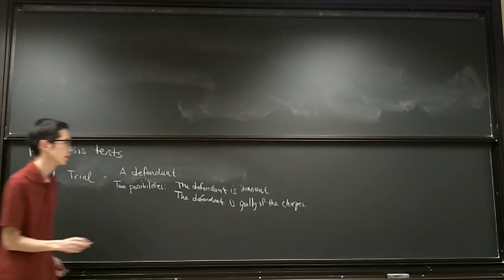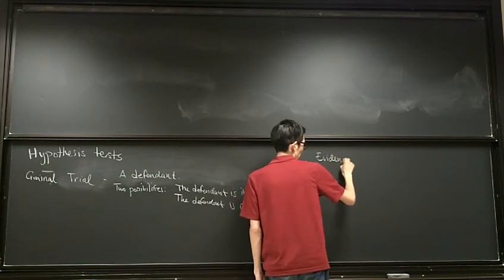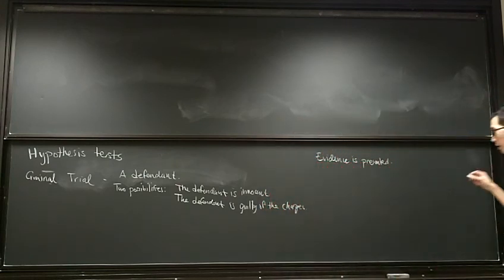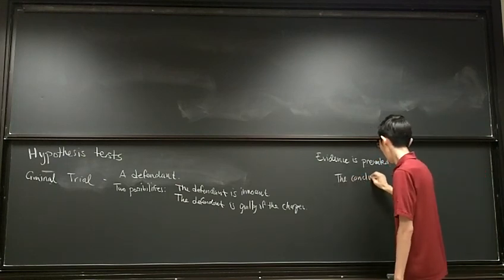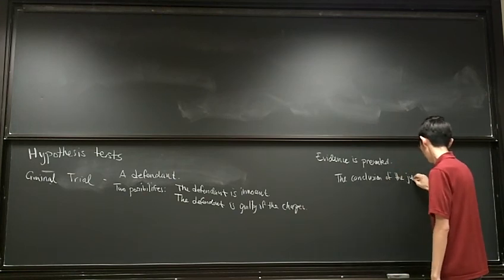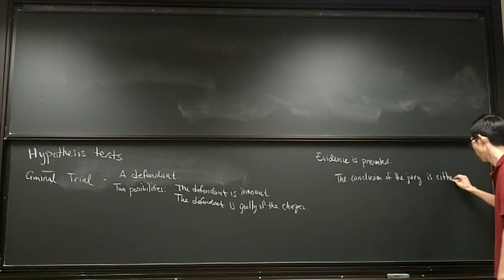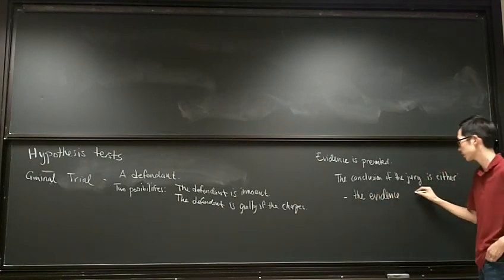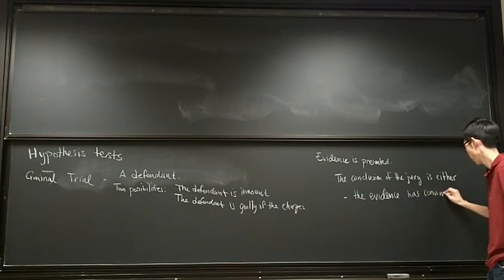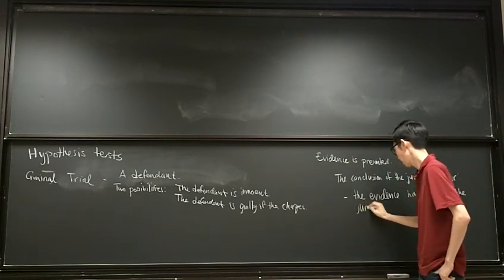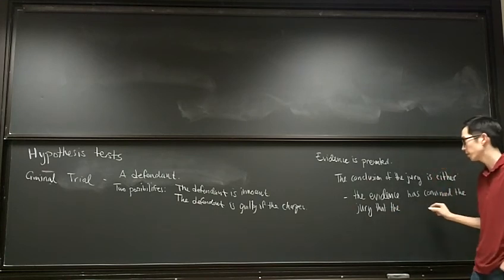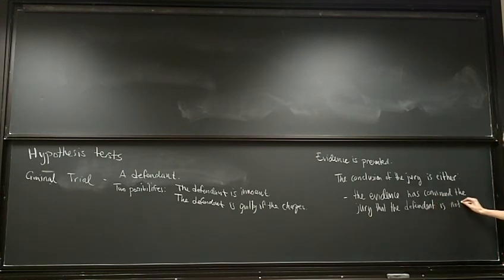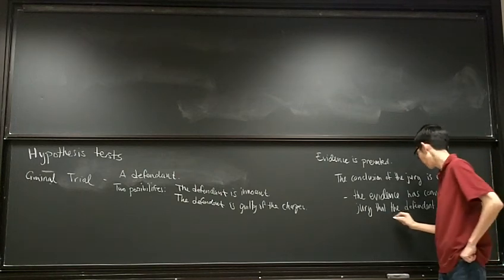Evidence is presented. And then the conclusion of the jury is either the evidence has convinced the jury that the defendant is not innocent. So we conclude he is guilty.